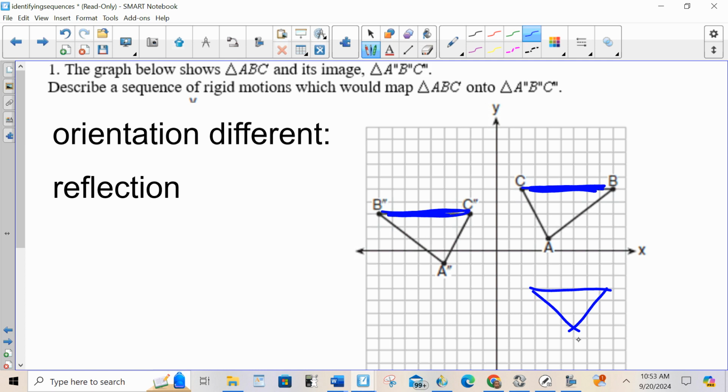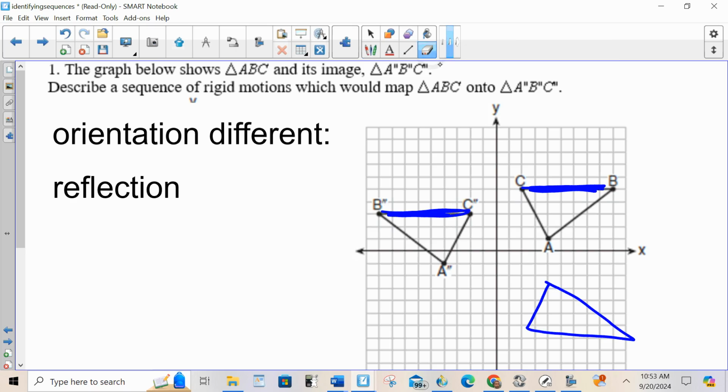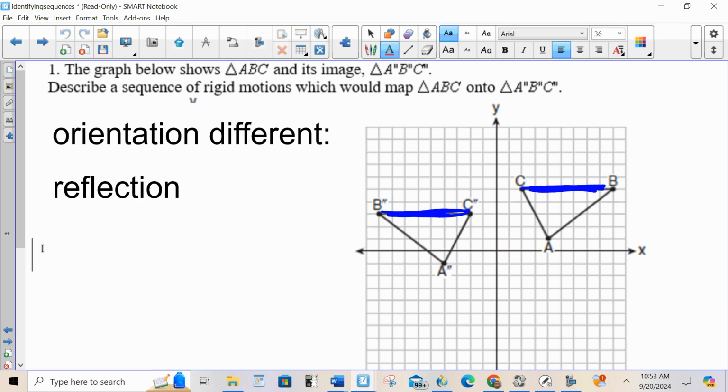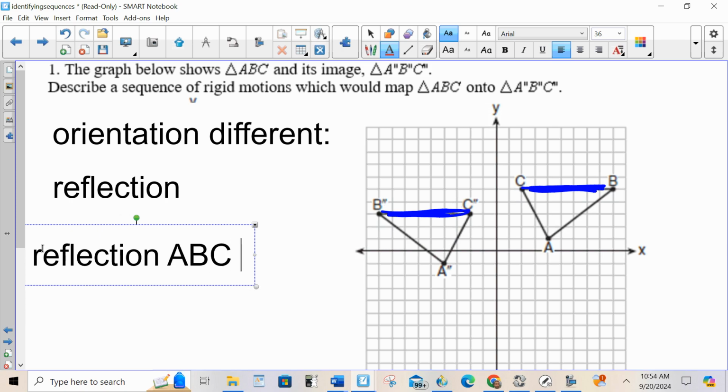I'm sorry, it would look something like this. The flat piece would be on the bottom. If I reflect it over the y-axis, then it would look more appropriate. So I'm going to start by reflecting. Reflect ABC over the y-axis.